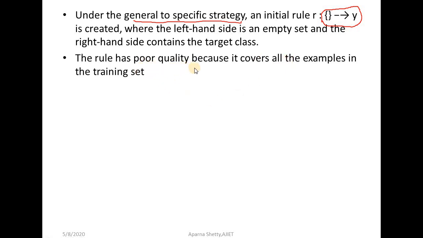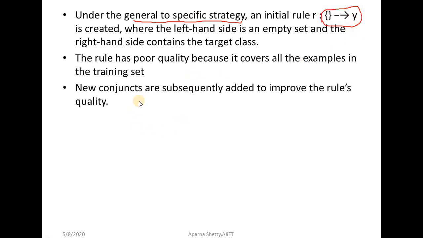Next, the rule has poor quality since it covers all the examples in the training set. Imagine, empty set implies y means it will trigger all the records in the data set and classify them to class label y. Yes or no? So now what you have to do is, new conjuncts are subsequently added to improve the rule's quality. To the left hand side you will keep on adding conjuncts in order to improve the rule quality.